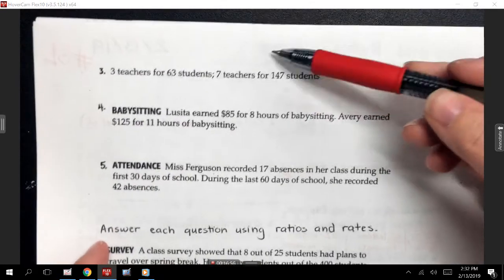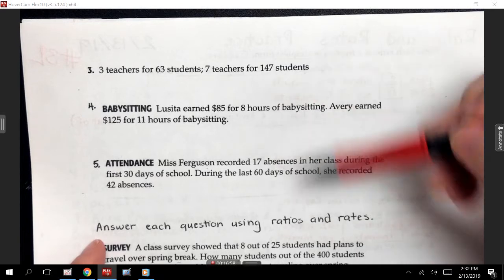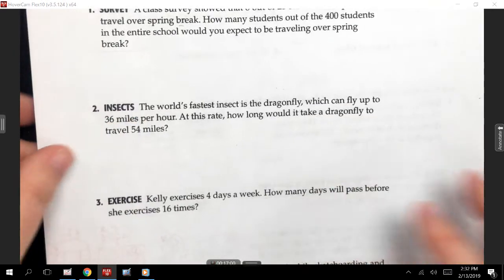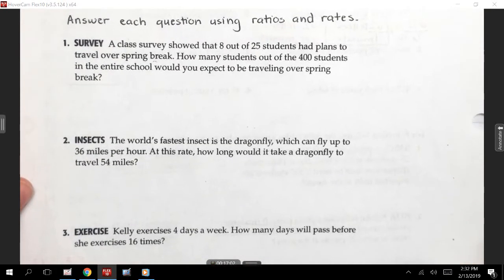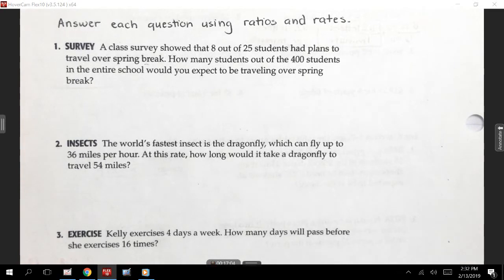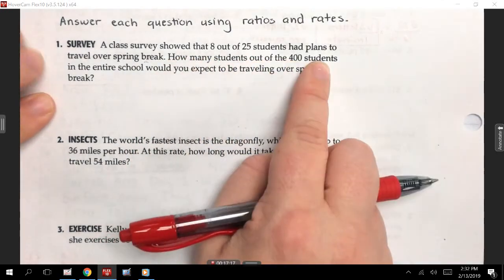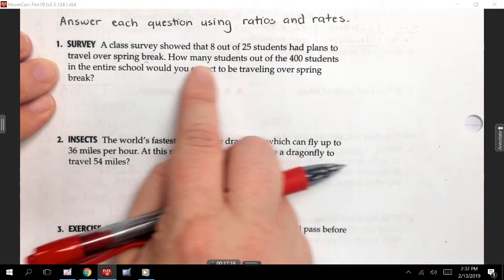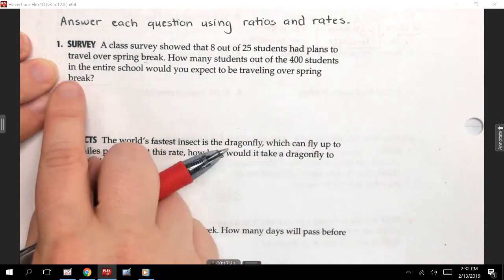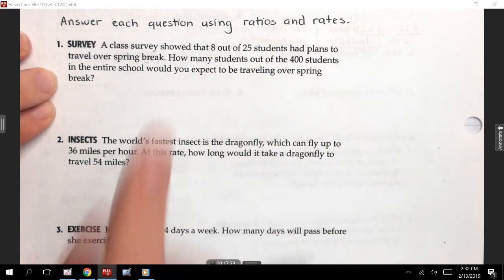All right, on the back, at the top, 3, 4, and 5. All of these, are they equivalent? We already did one of those. So I'm going to move down here to the bottom where it says answer each question using a ratio or rate. It's a word problem. Is there a chart? No, which means we can work these like we did yesterday. Just do your division, do your multiplication. Okay? On number 1, it says a class survey showed 8 out of 25 students had plans to travel over spring break. How many students of the 400 in the entire school would you expect to travel over spring break?